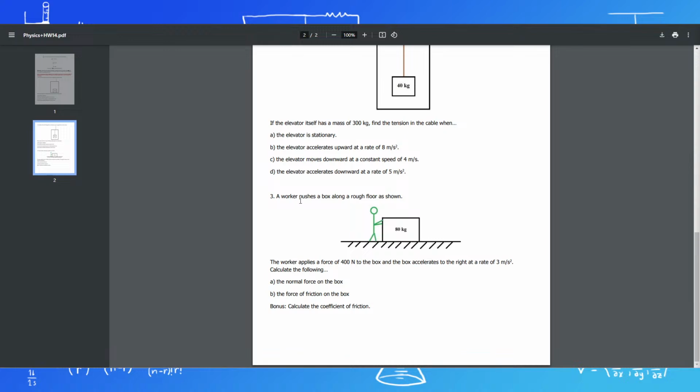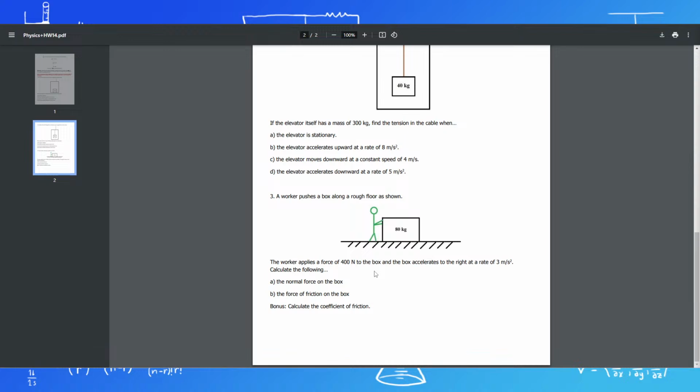So it says a worker pushes a box along a rough floor as shown. The worker applies a force of 400 newtons to the box, and the box accelerates to the right at a rate of 3 meters per second squared. Calculate the following: the normal force on the box and the force of friction on the box. And then the bonus says calculate the coefficient of friction.